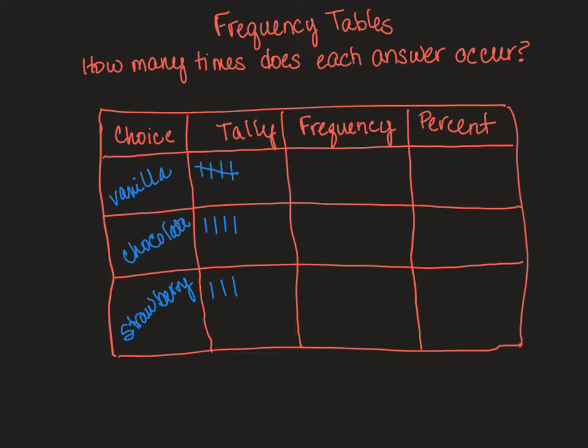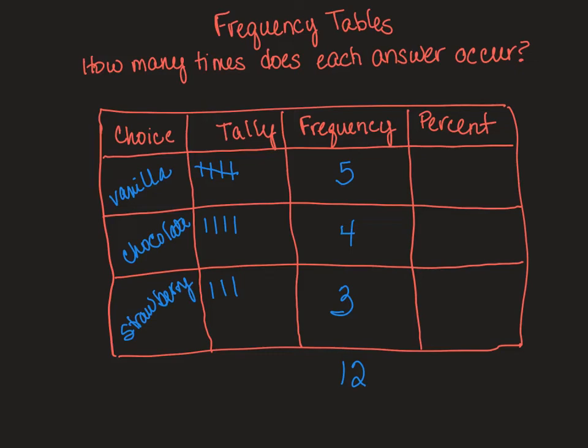In the frequency column, I ask, how many times did that happen? Vanilla, 5 times. Chocolate, 4 times. Strawberry, 3 times. How many do I have all together? I have 12. Somebody check me. I'm pretty sure 5 and 3 is 8, and 8 and 4 is 12.